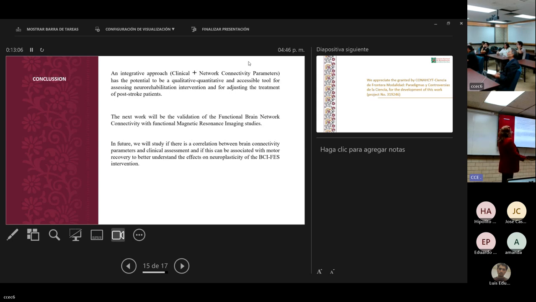We will be able to compare the functional brain network connectivity with functional magnetic resonance imaging. We want to study the correlations between brain connectivity and clinical assessments, and whether this can be associated with recovery, to better understand the effect of this intervention on neuroplasticity.